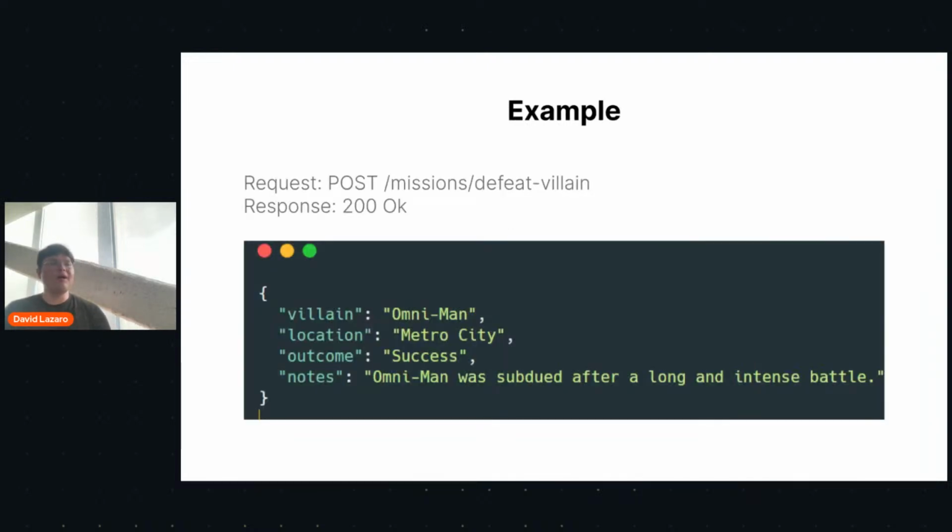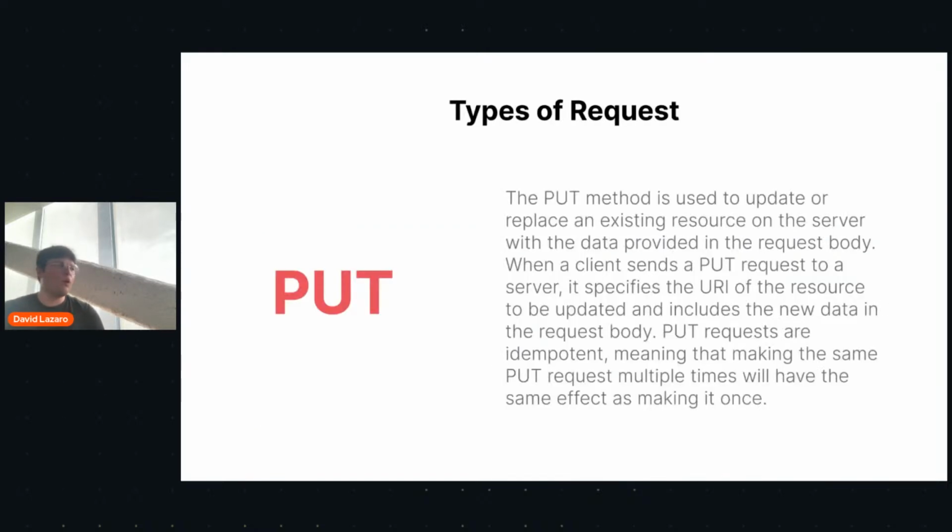As you can see here, this is the object that we're going to send to the server. But the important thing is that we're using the same format, JSON, and what we're trying to do is to say, hey, I want to create a new mission for defeating a villain, and I just want to make sure that you as a server are okay with that. And as you can see here, we have a response of 200, which is just a translation for okay.